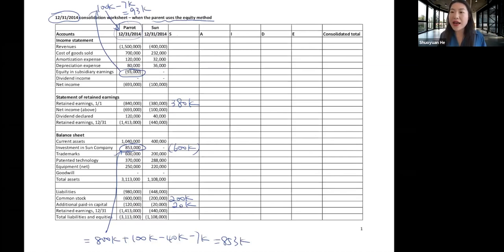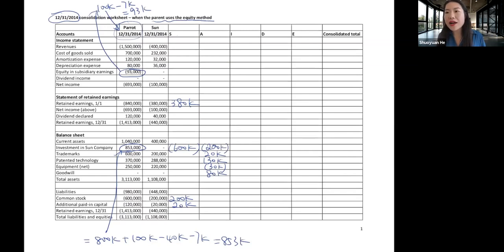Consolidation entry A is to mark up the subsidiary's book value to fair value. So if you still remember, the subsidiary has a trademark. The difference between book and fair value is 20,000. Patented technology, the difference is 130,000. Equipment, the difference is negative 30,000. And then we also have a difference coming from the goodwill, which is 80,000. So if you add them up, the investment account goes down by 200,000 accordingly.